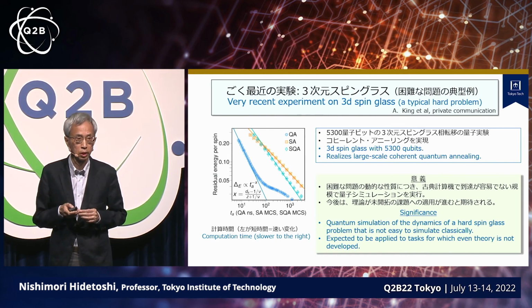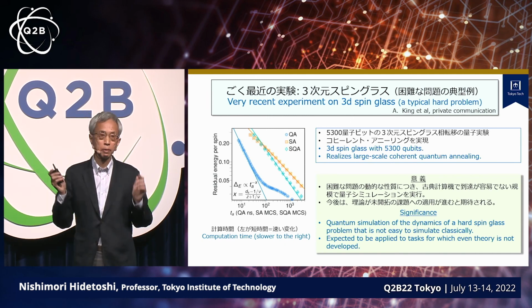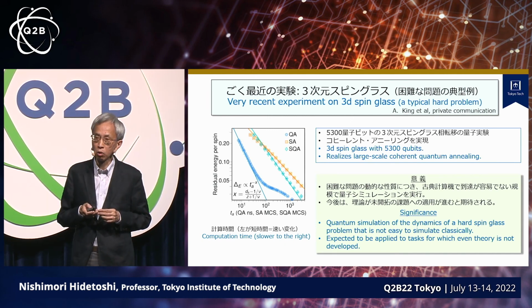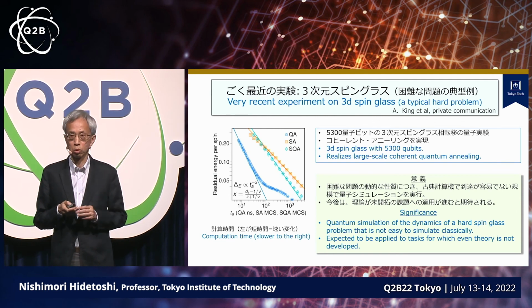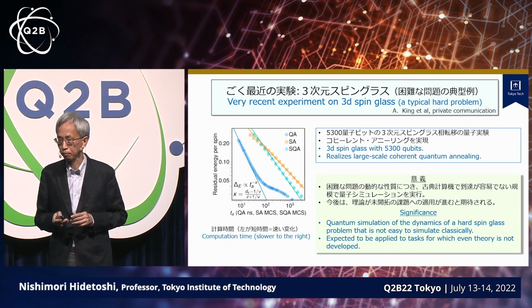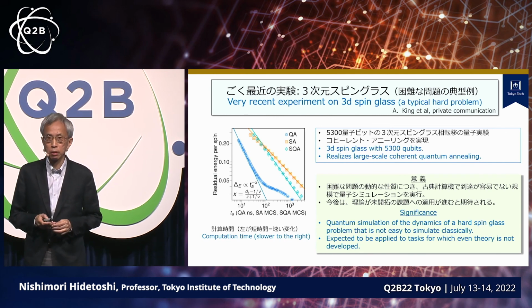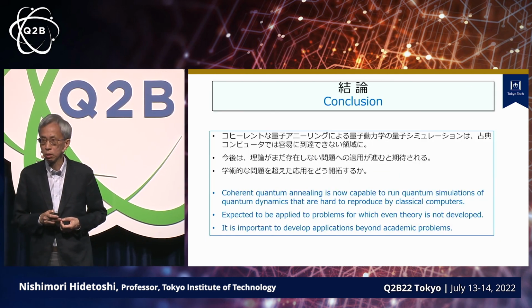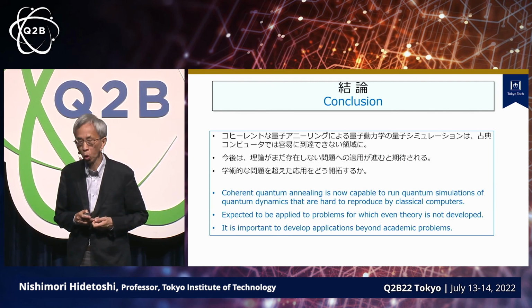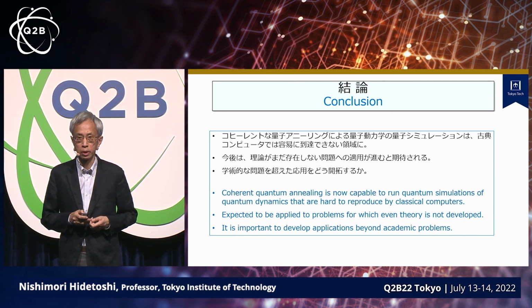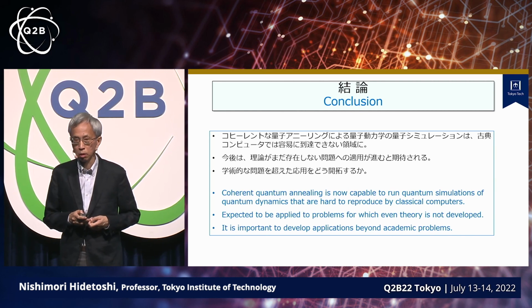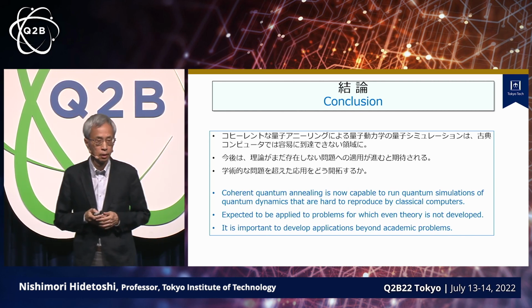And the quantum simulation was actually conducted in this area. The spin glass is an academic issue, but the technical barrier is going to be removed, and furthermore, we'll be able to apply this to more significant social problems pretty soon. So this is going to be the last slide.